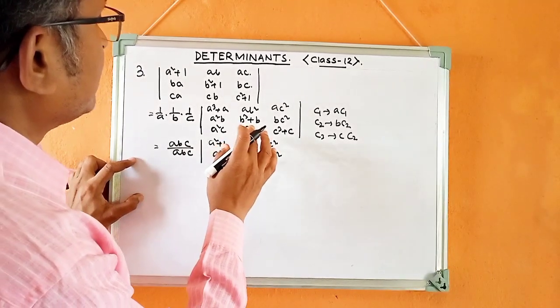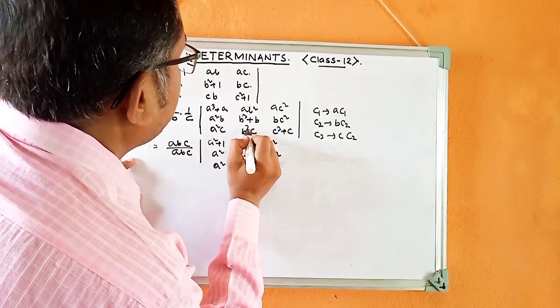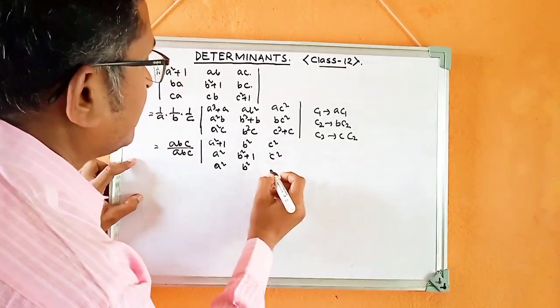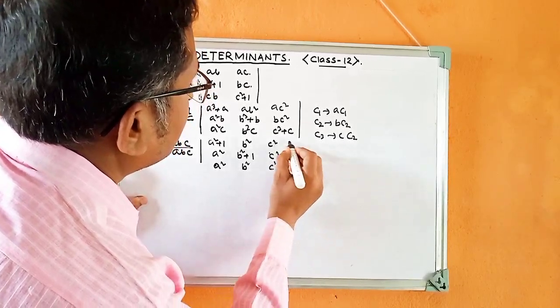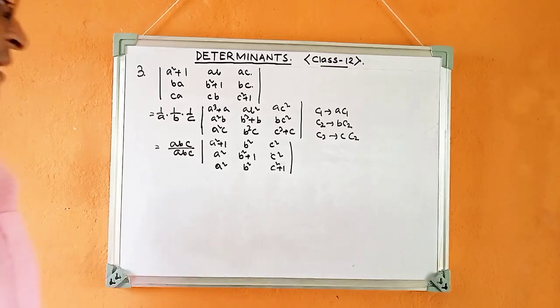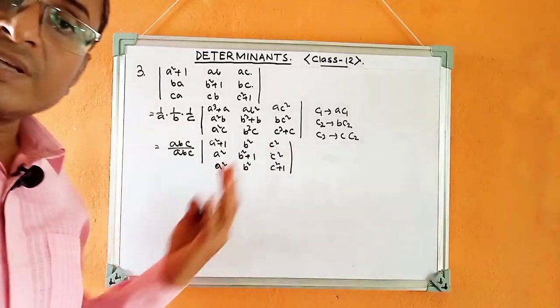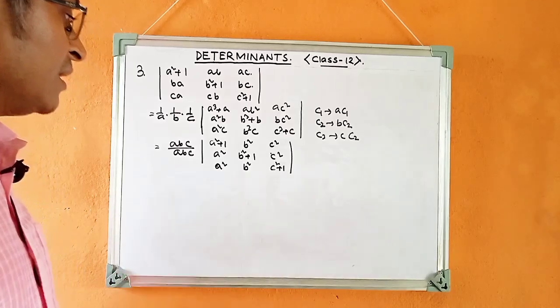here it is B square C, not B cube. So B square, then C square plus 1. I repeat: take A as common from the first row, B as common from the second row, and C as common from the third row.